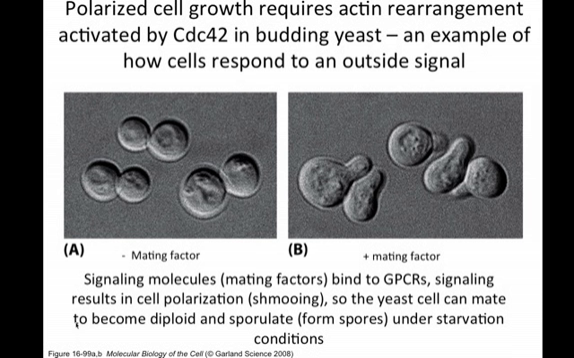So what happens is the mating factors bind to GPCRs, and then you get the signaling involving these Rho proteins, CDC42, that results in actin polymerization and schmooing. And so in the absence of your mating factor, you just have these yeast cells that look like circles, and then they form these protrusions in the presence of the mating factor.